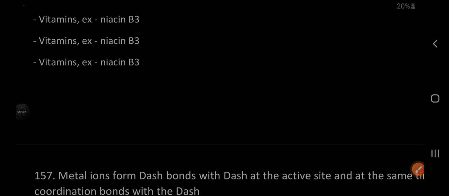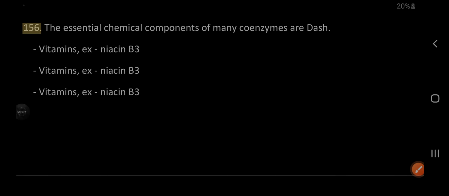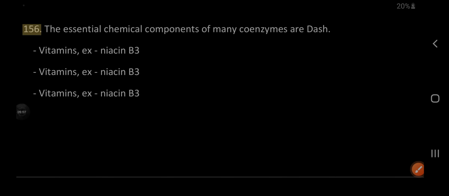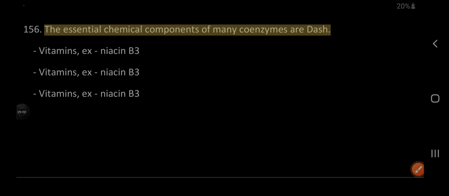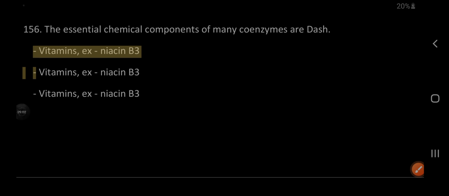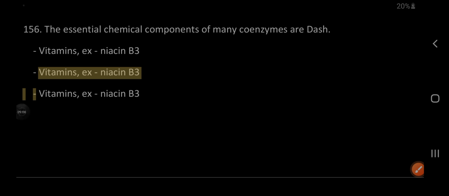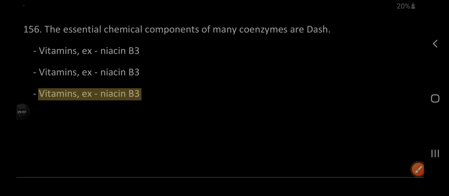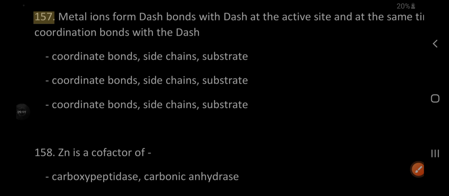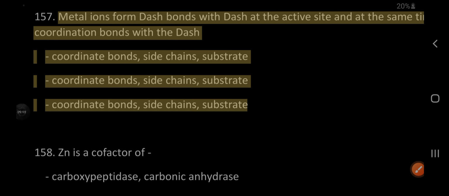156. The essential chemical components of many coenzymes are dash. Vitamins, for example niacin B3. 157. Metal ions form dash bonds with dash at the active site and at the same time form one or more coordination bonds with the dash. Coordinate bonds, side chains, substrate.